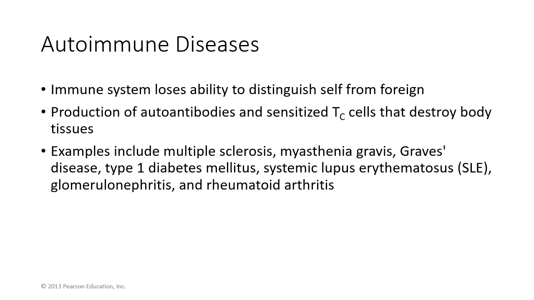So autoimmune diseases. This is where the immune system loses the ability to distinguish self from foreign substances. And you get the production of autoantibodies, and your sensitized cytotoxic T cells destroy body tissues. So some of the examples: MS, myasthenia gravis, Graves' disease, type 1 diabetes mellitus, lupus, glomerulonephritis involving the kidneys, and rheumatoid arthritis are some examples, and there's many, many more.